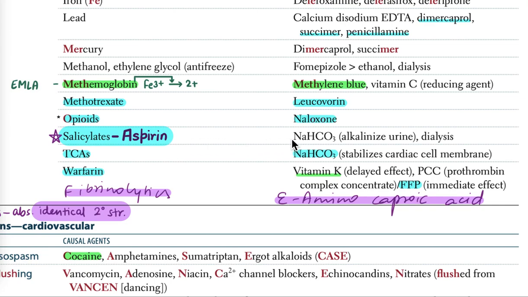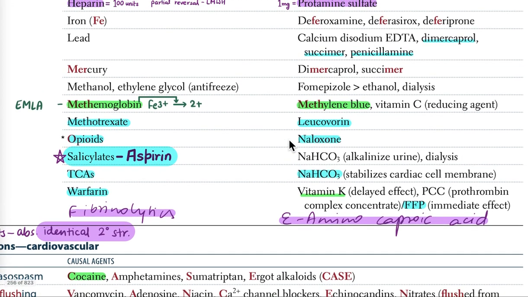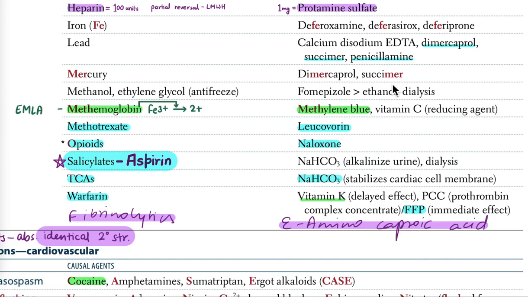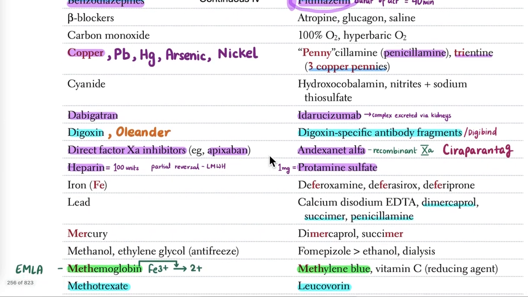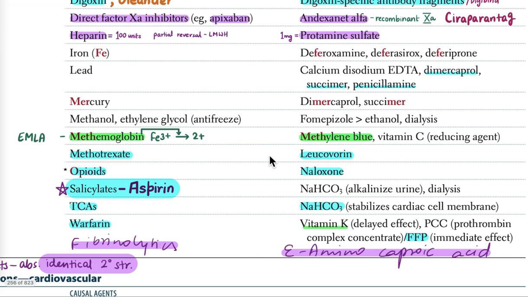Salicylates is aspirin. It had come this time, and you can make a lot of mistakes with acetaminophen and aspirin because those are two similar sounding words and you can get mixed up. So just keep in mind sodium bicarbonate and alkalinization of urine and dialysis. And TCAs is also sodium bicarbonate because it stabilizes the cardiac cell membrane. So these are the common points: salicylates, TCAs are neutralized by sodium bicarbonate. While you'll find dimercaprol and succimer a lot more. Lead, mercury, and arsenic also have dimercaprol and succimer. So keep in mind those common things also.